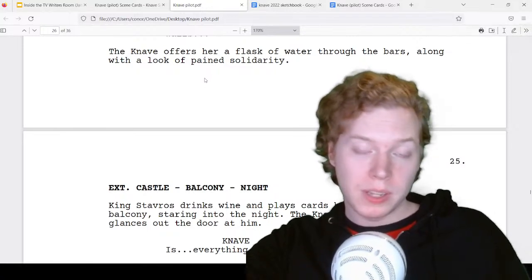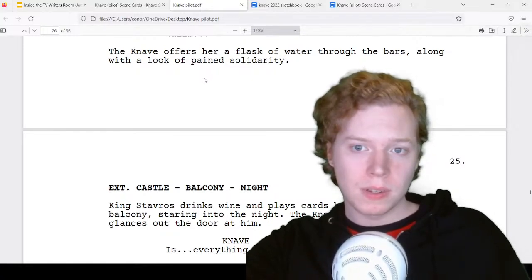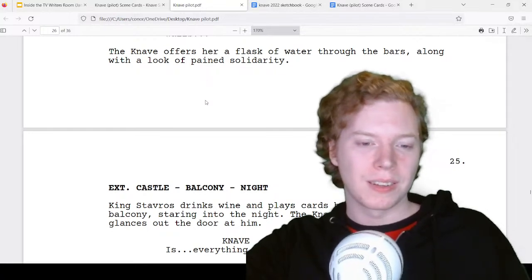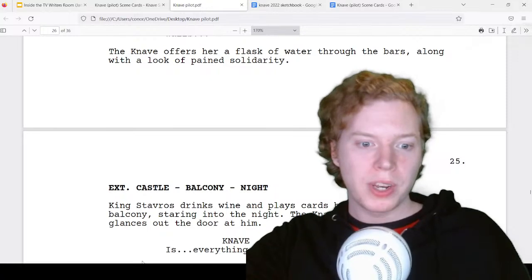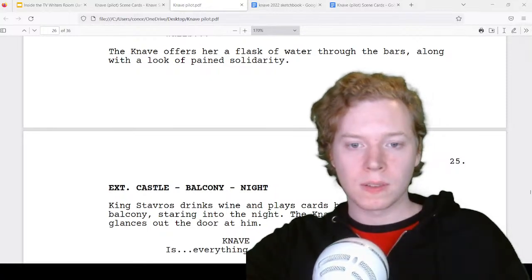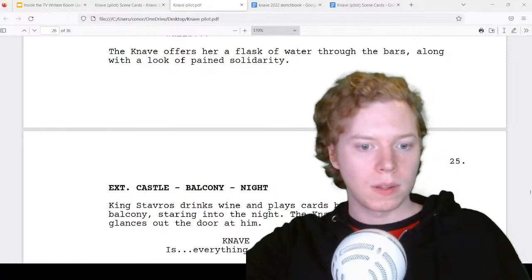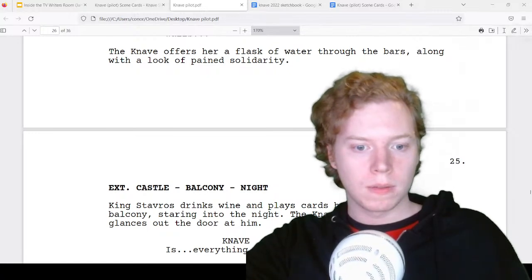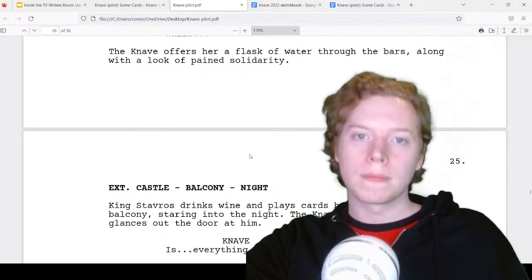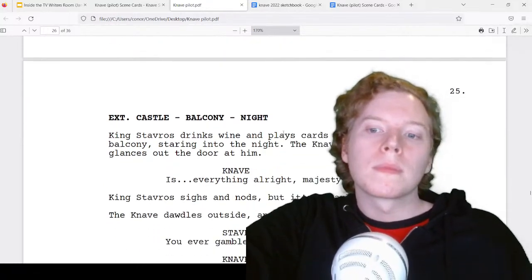Stage direction. The knave offers her a flask of water through the bars, along with a look of pained solidarity. Thank you. Who's reading our stage direction? All right, bottom of 24. I just want to fix the leaky walls. The knave offers her a flask of water through the bars, along with a look of pained solidarity.